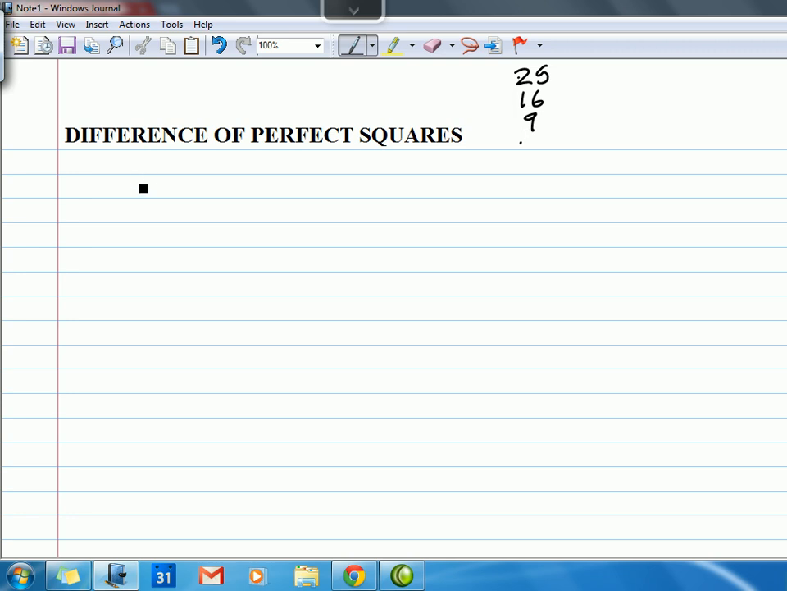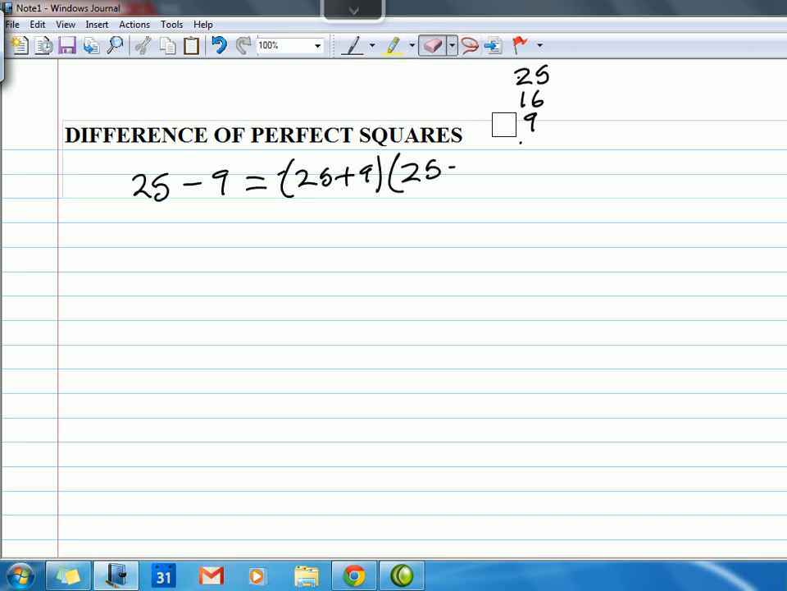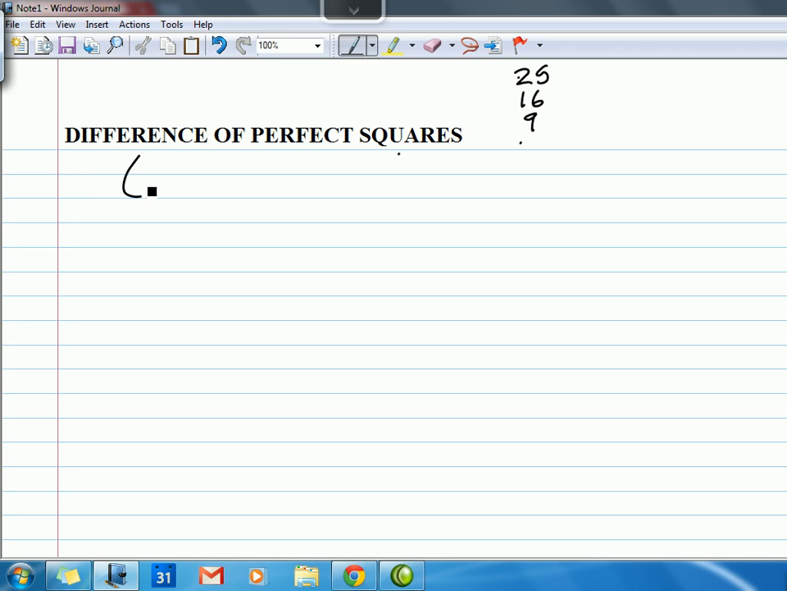Notice what happens if I take 25 minus 9. What you'll see is that you'll get 25 plus 9 times 25 minus, well, actually, you know what? Those numbers are a little bit too big to even see it. A better way to see it: if we do 9 minus 4. Now, doing 9 minus 4, notice that they're both perfect squares, right?